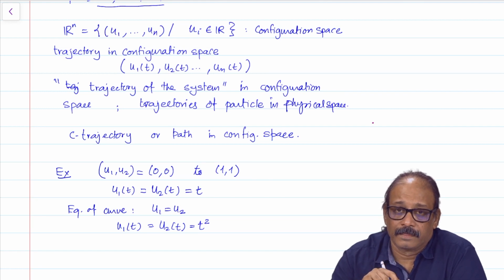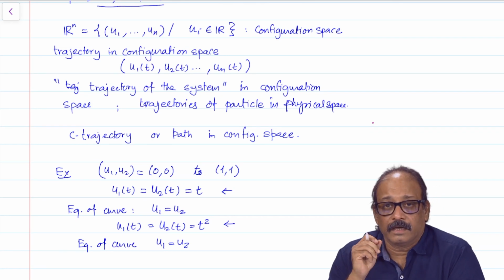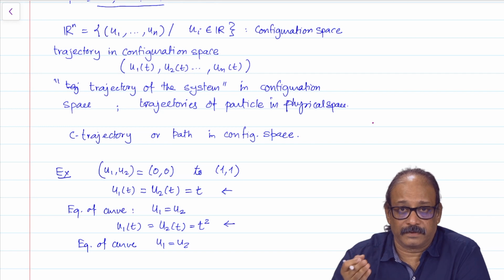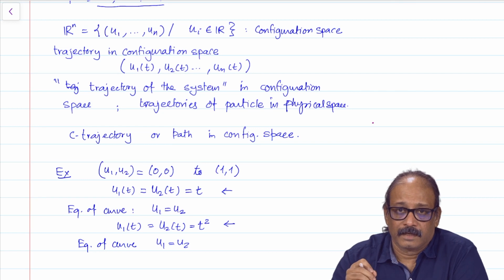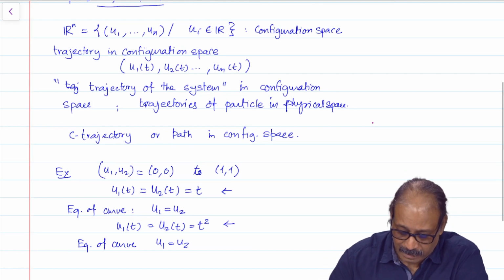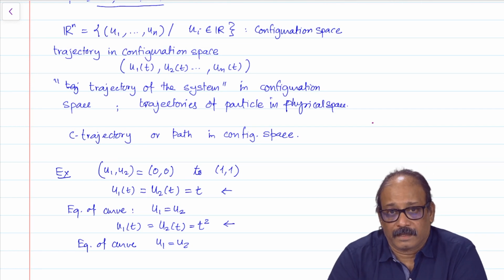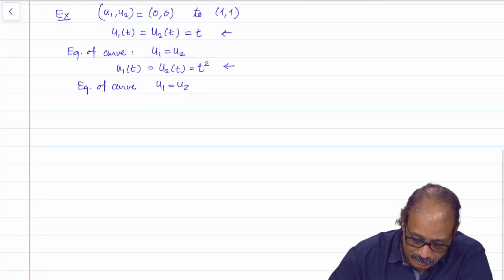at t is equal to 1, but you see this motion and this motion, even though they have the same equation of curve or they travel along the same curve in the configuration space, their motions are different. In the first case, the two particles travelled with uniform speed. In the other case, they start slowly and they pick up speed as they run towards 1, 1. Okay. That is because the time dependence here is t square instead of t as in the first example. So, we will make this distinction between the two cases.